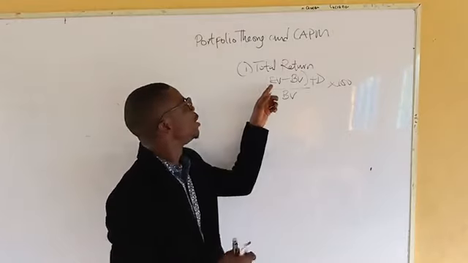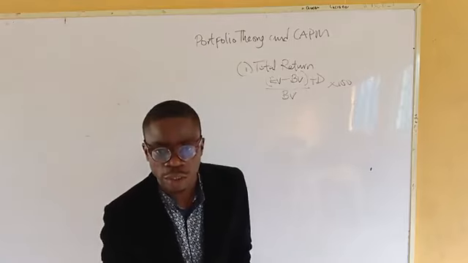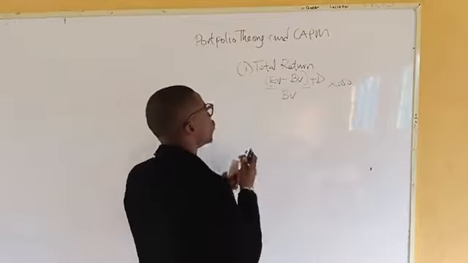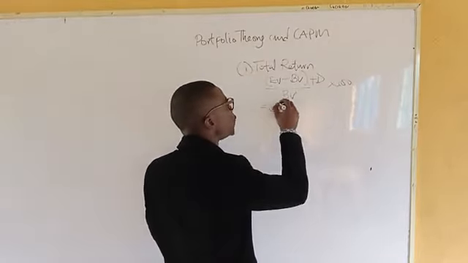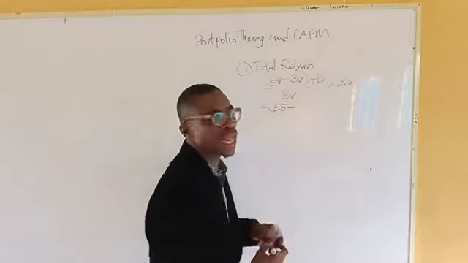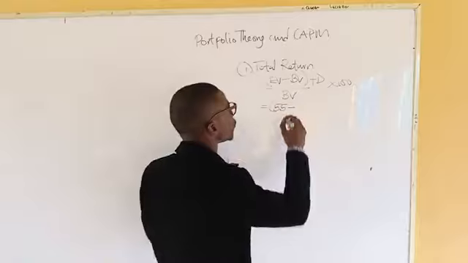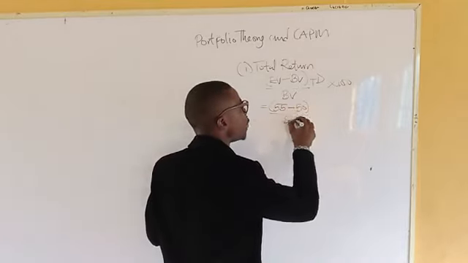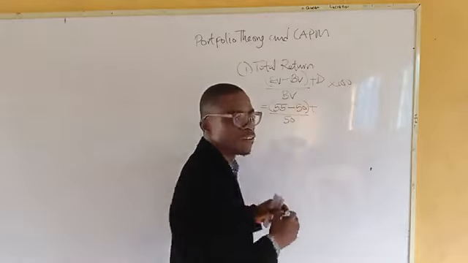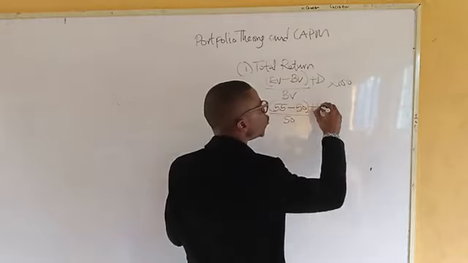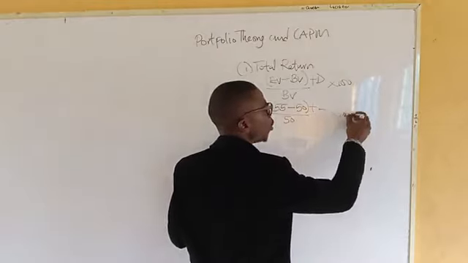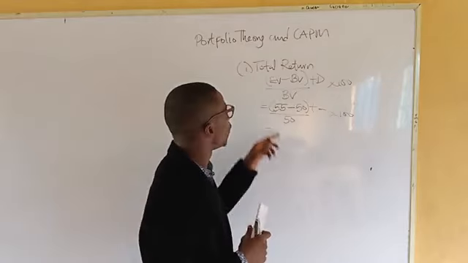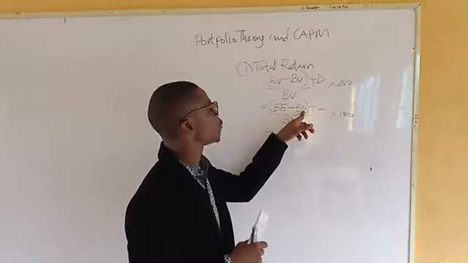So look at it now. The value at the end of the period is how much? 55. So it means 55 minus the value at the beginning, 50, divided by 50, plus the dividends received during the period, which is 2 naira, times 100. So this minus this will give us 5. 55 minus 50 will give us 5.